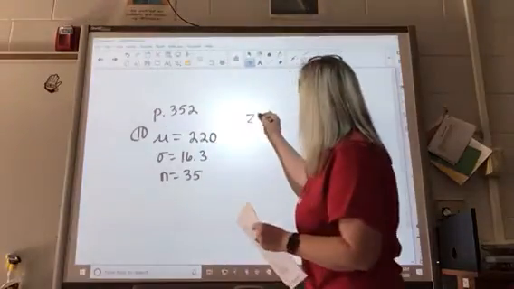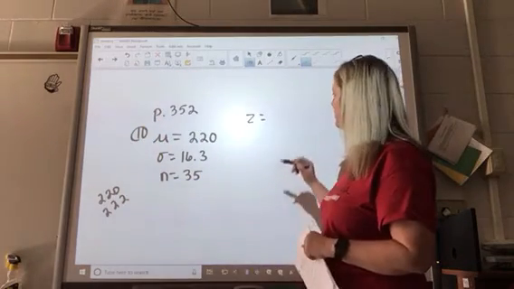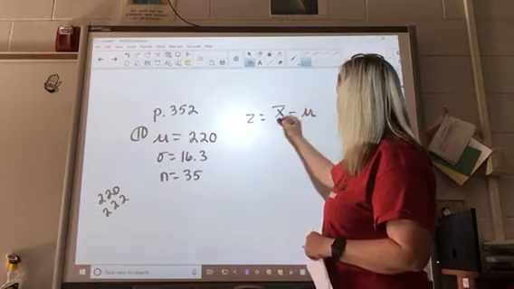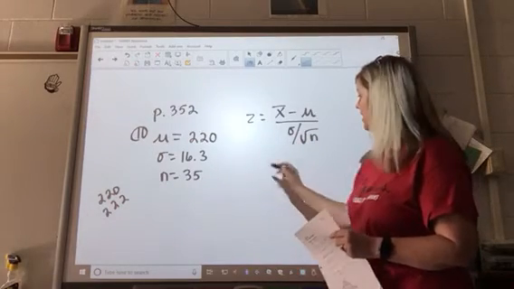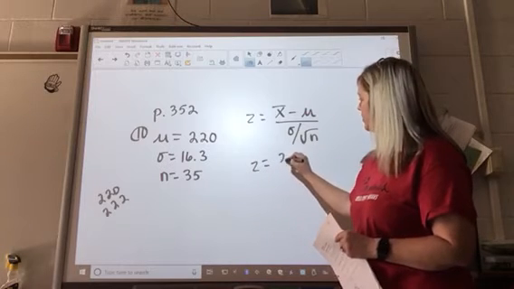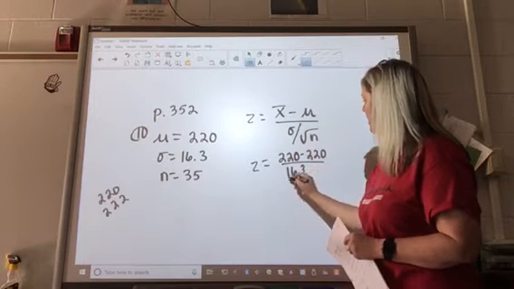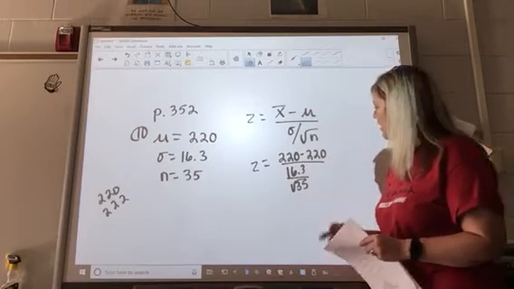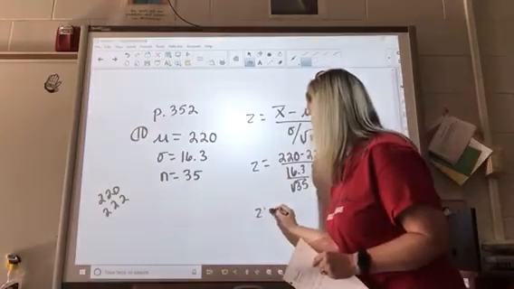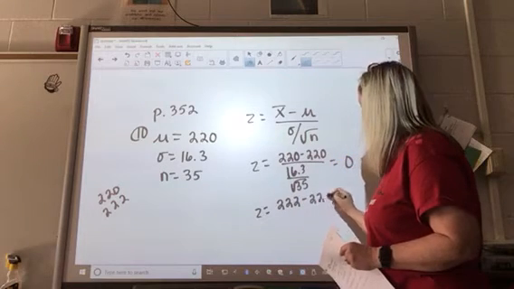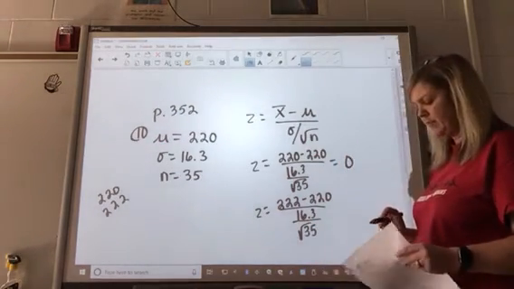So I have to find the z-score of 220 and 222. Now this was a different formula, remember: the sample mean minus the population mean over the standard deviation divided by the square root of n. So that would be 220 minus 220 divided by 16.3 over the square root of 35. I'm going to round to the nearest hundredths place. That's going to be 0. I'm going to do the same thing with the 222. Plug it in, round, that's 0.73.